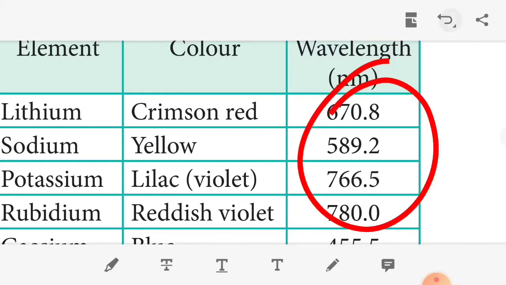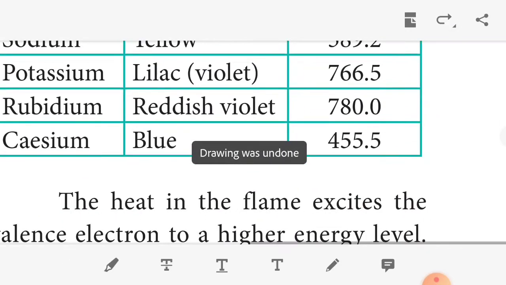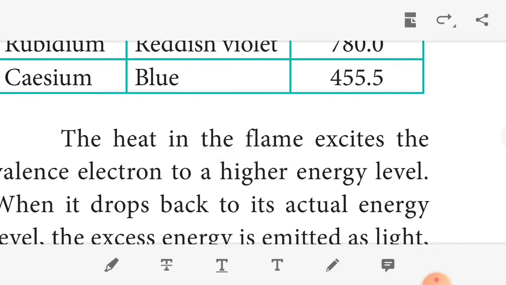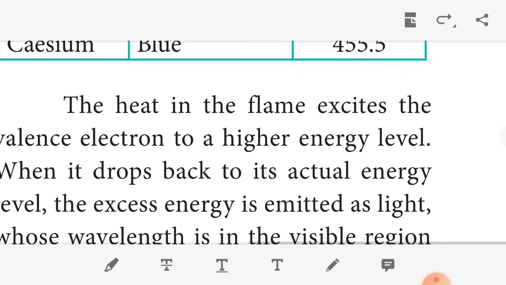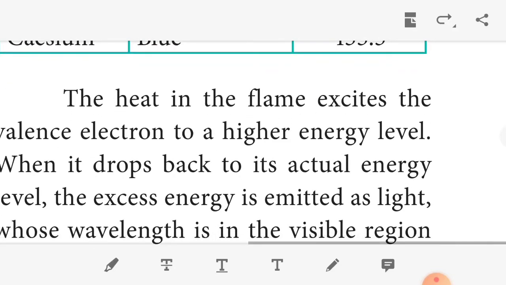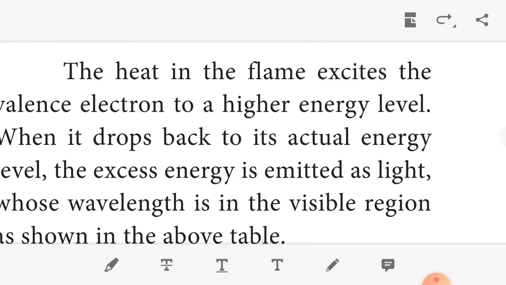So the heat in the flame excites the valence electron to a higher energy level. When it drops back to the actual energy level, the excess energy is emitted as light whose wavelength is in the visible region shown in the above table.